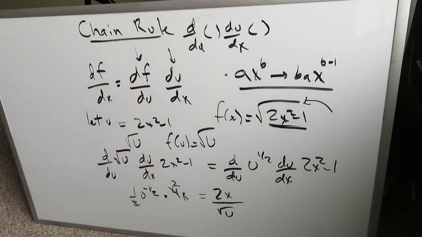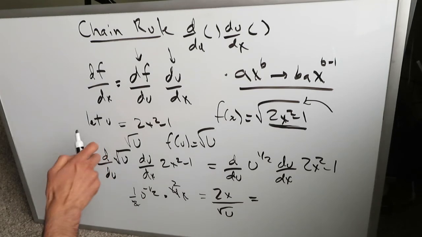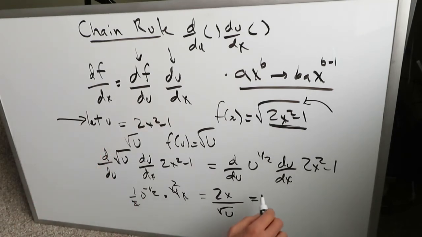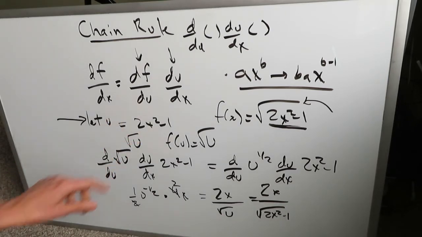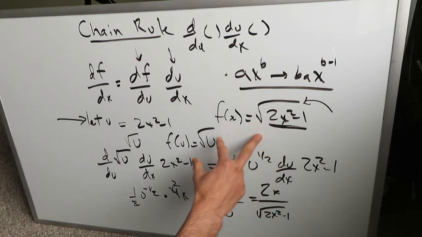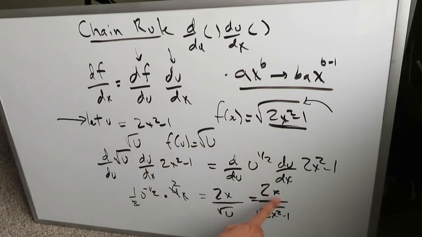Now in the final step, all you have to do is substitute what u was, and you're done. And you know what your u was simply from this step over here. So your final answer should look like this: 2x divided by the root of u, which is 2x squared minus 1. And that right there is your final answer. So the derivative of this function right here by means of the chain rule is this: 2x divided by the square root of 2x squared minus 1.